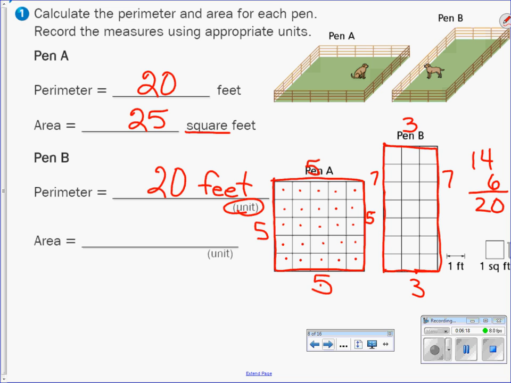Okay, now remember to count our area. I'm just looking at all of the square units in the inside, anything inside the boundary. Or I can also take and do 7 times 3. 7 times 3 would be 21. And remember, we square our area, so it's square feet.